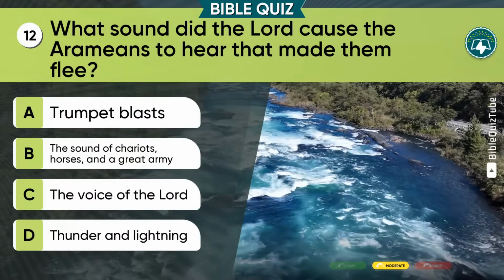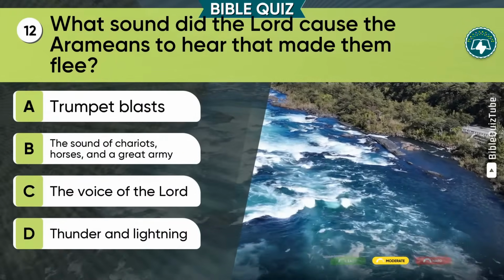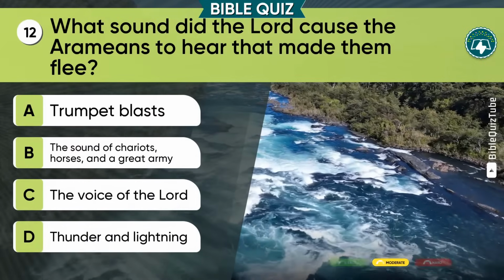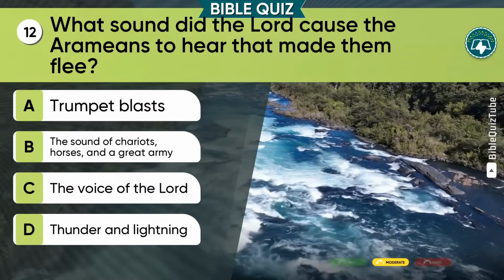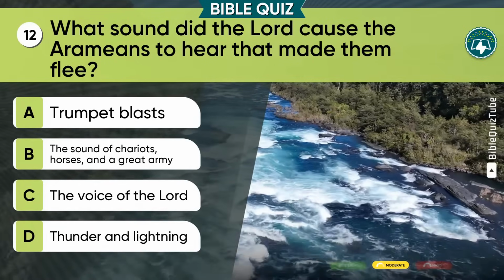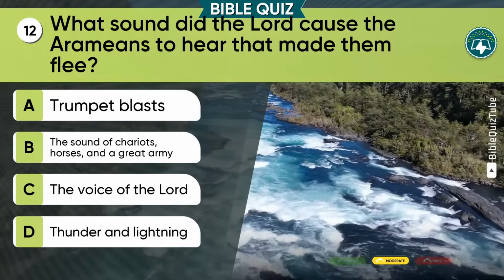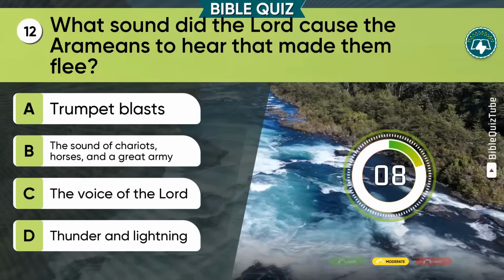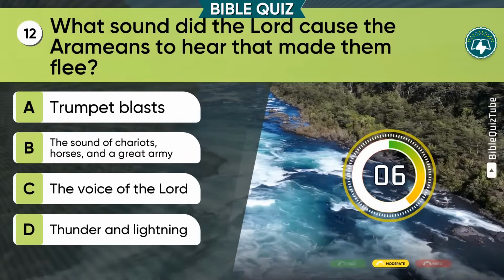Question 12. What sound did the Lord cause the Arameans to hear that made them flee? Give it a go. A. Trumpet blasts. B. The sound of chariots, horses, and a great army. C. The voice of the Lord. D. Thunder and lightning.